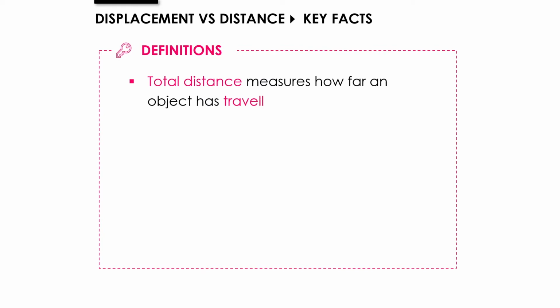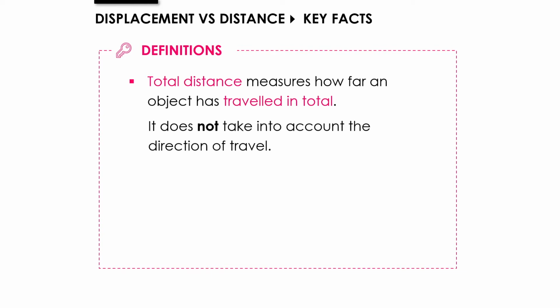First of all, I'd like to define the total distance, which measures how far an object has travelled in total. And the key point I'd like to stress is that it doesn't matter which direction it has travelled in. It could change direction, it could go back on itself, and you would just keep adding the distances together until you got the total distance travelled.